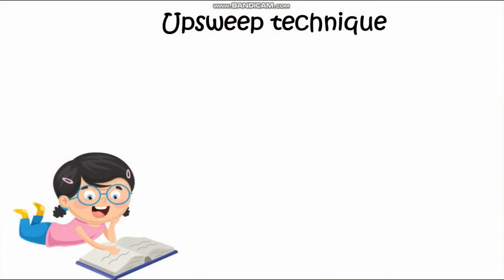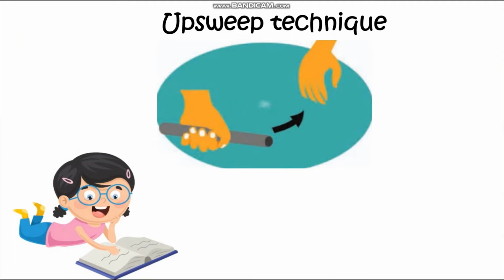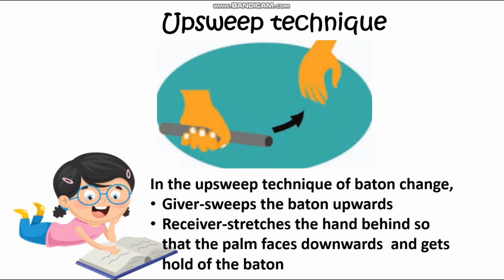Upsweep technique. Here, this picture shows the upsweep technique. In the upsweep technique of baton change, the giver sweeps the baton upwards. The receiver stretches the hand behind so that the palm faces downwards and gets hold of the baton.